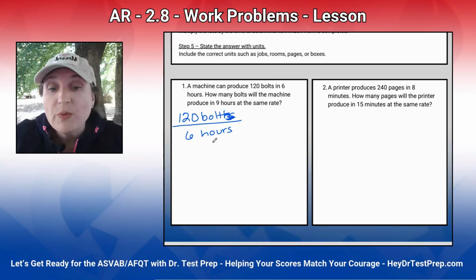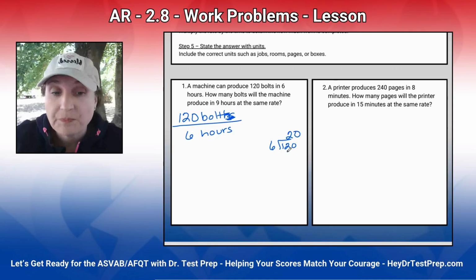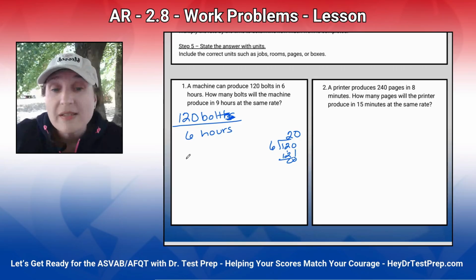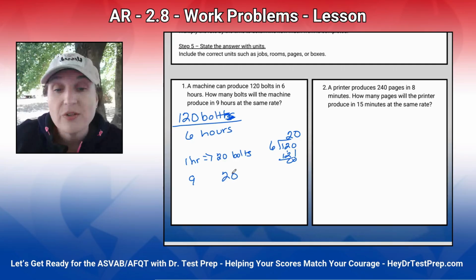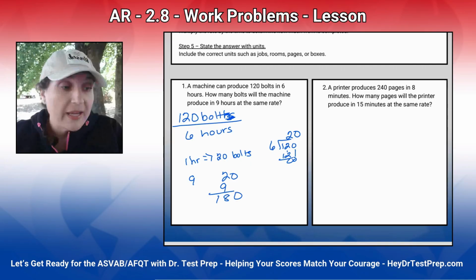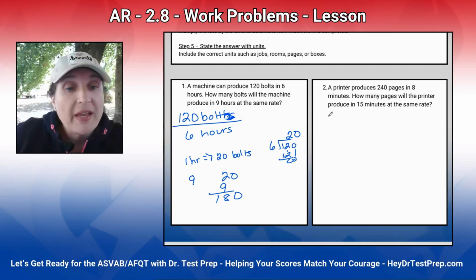So if we simplify this, we know that 6 can go into 120 20 times. 2 times 6 is 12, like this. So that means that in 1 hour, we can do 20 bolts. So now we need to know, okay, well, now we've got 9 hours. So we're going to do 20 times 9 tells us that we can do 180 bolts.